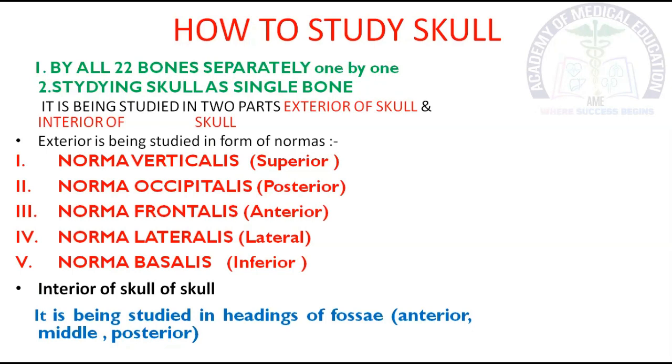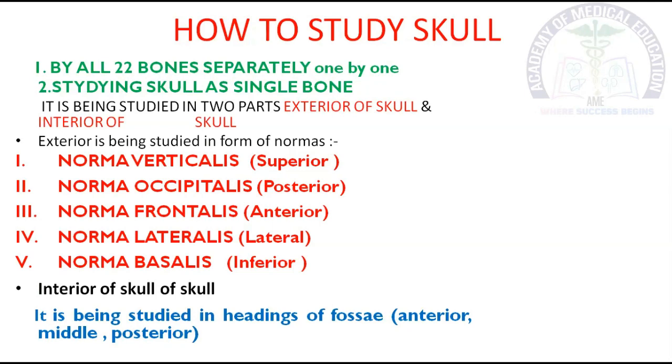So, one way is there. The first way is that all 22 bones are studied separately, one by one. You have to study the maxilla, the frontal, the occipital, the nasal, the lacrimal, one single bone at a time. And the second way is studying the skull as a single bone, which is the most famous way to study the skull.